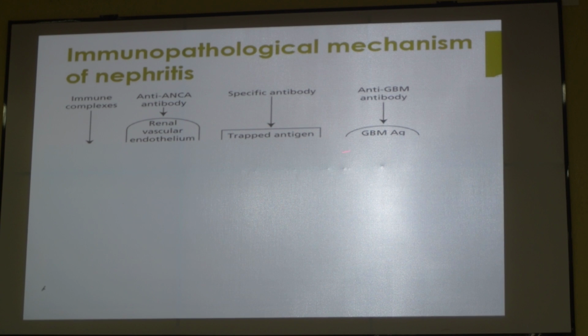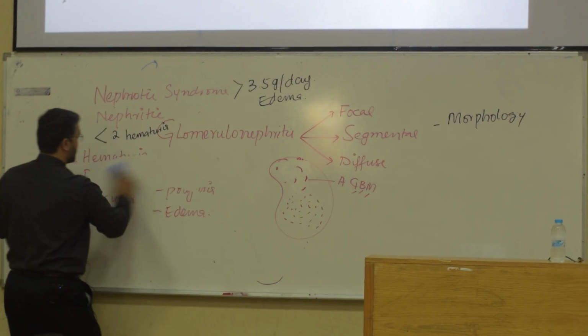Whether it is immune complexes, ANCA antibody due to vascular damage, specific antibody to the trapped antigen, or autoantibodies to the glomerular basement membrane, any of these, if it is IgG and IgM, which component of the immune system will be activated? Complement system. MAC formation can take place, C3a, C4a, C5a. What are they called? Anaphylatoxins. They can call other immune cells towards the site of inflammation.